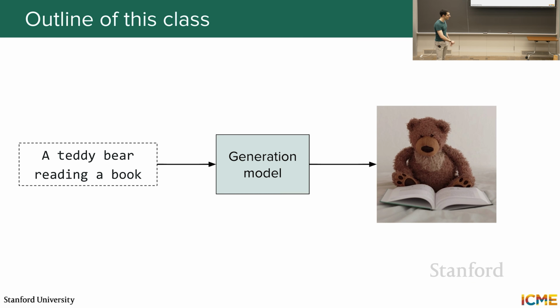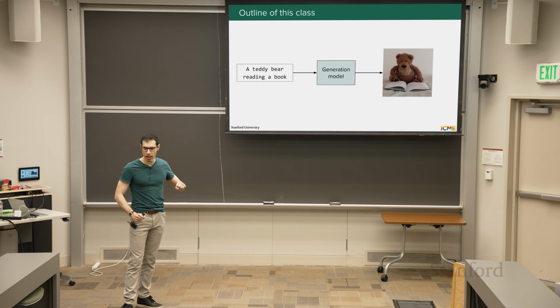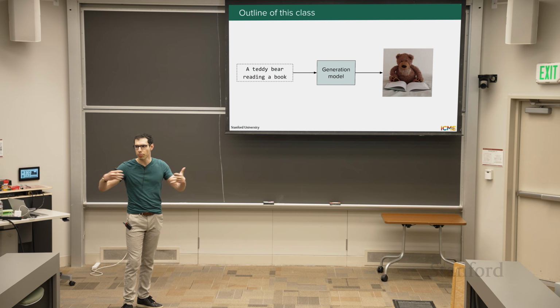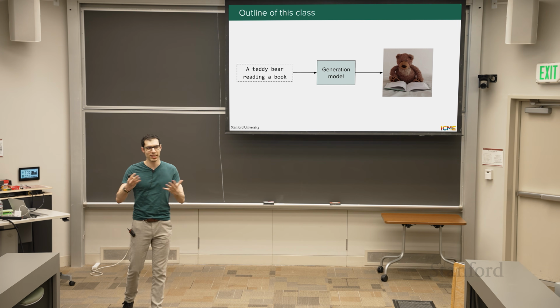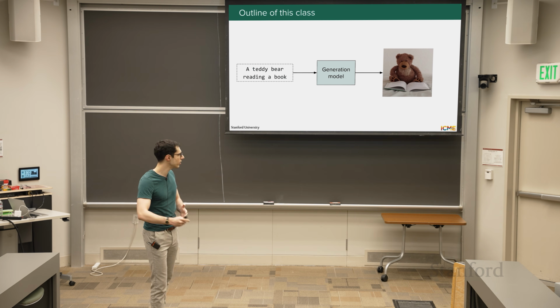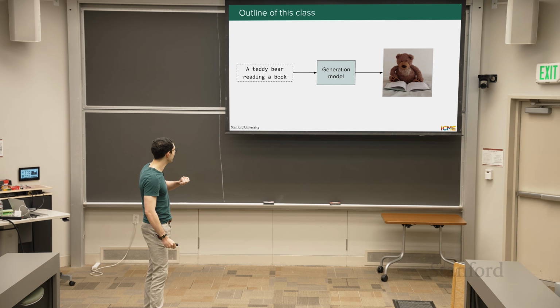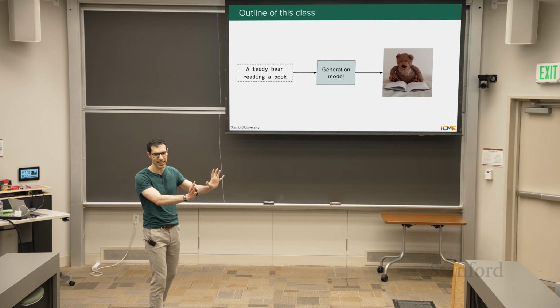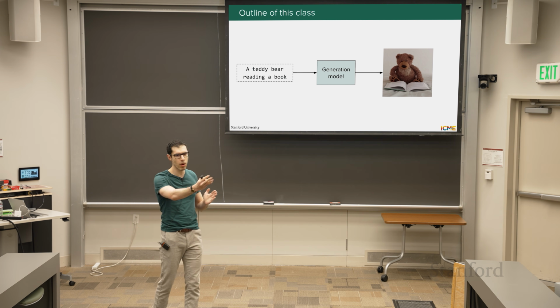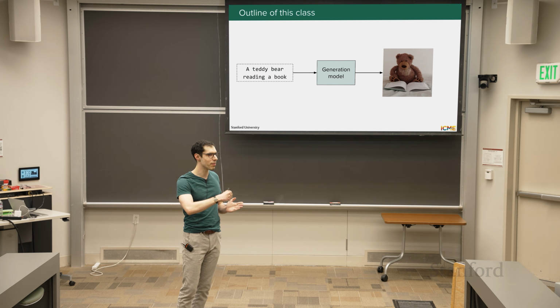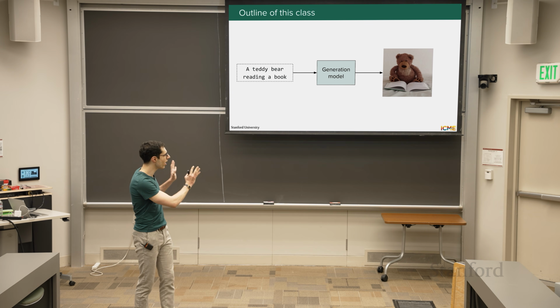OK, great. So as I mentioned, this class is all about understanding how image generation models work. So here you have a typical setup where you have, let's say, a prompt where you specify what you want to generate. So here I want to generate a teddy bear reading a book, and I put that in some model, and then the model generates an image. So this is what we want to cover.